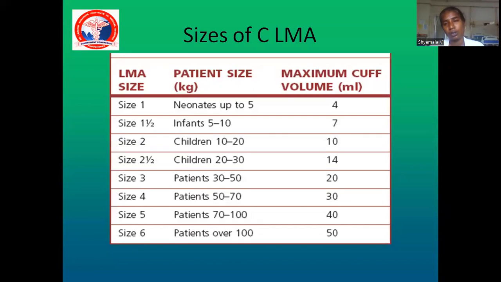Size 3 is usually for 30 to 50 kg with a volume of 20 ml, and size 4 for a patient weight of 50 to 70 kg with a cuff volume of 30 ml. Size 5 is used in patients of 70 to 100 kg with a volume of 40 ml. And size 6 is for patients who are overweight, more than 100 kg, and the maximum cuff volume should be 50 ml. It has 8 sizes: 1, 1.5, 2, 2.5, 3, 4, 5, 6.